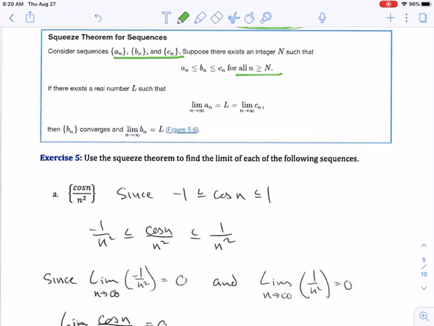Don't get too confused about that. There exists a real number L. There will be a limit where the limit of A sub n is equal to L, the limit of C sub n is equal to L. In other words, if the limit of this function and this function or sequence are both L, then this is being squeezed in between them. So I'm going to just draw a little sketch of what an example might look like.